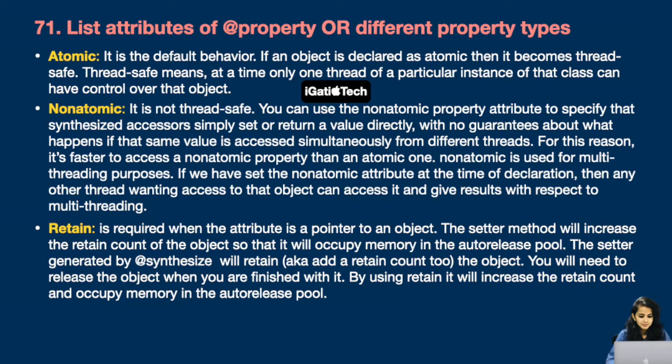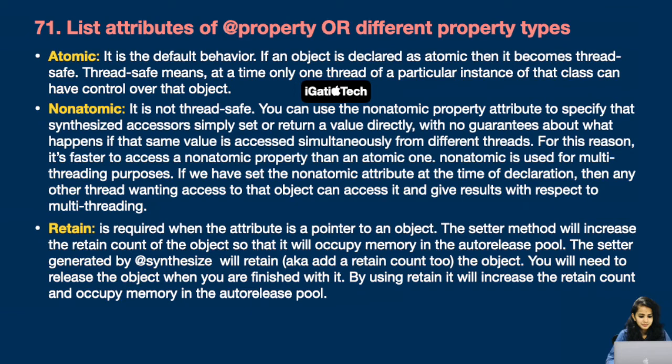You can use the non-atomic property attribute to specify that synthesized accessors simply set or return a value directly with no guarantees about what happens if that same value is accessed simultaneously from different threads. For this reason, it's faster to access a non-atomic property than an atomic one. Non-atomic is used for multi-threading purposes. If we have set the non-atomic attribute at the time of declaration, then any other thread wanting access to that object can access it and give results with respect to multi-threading.